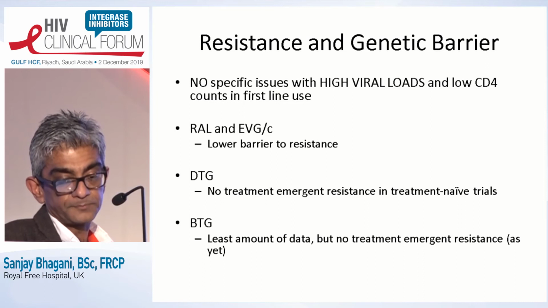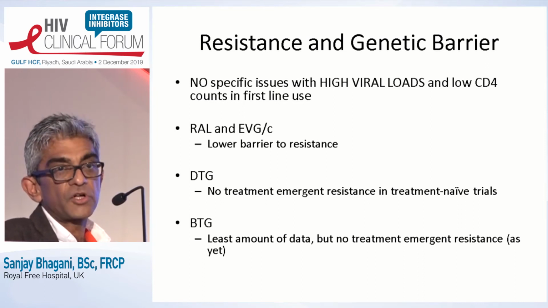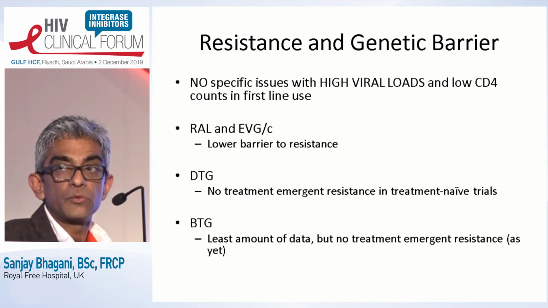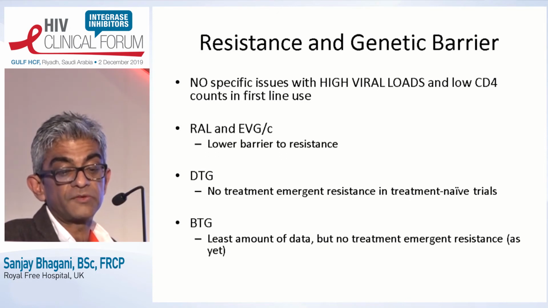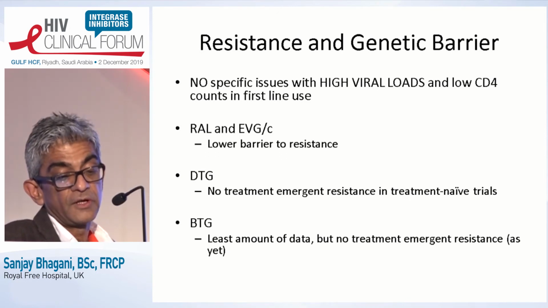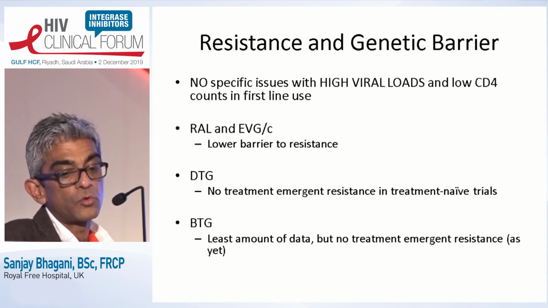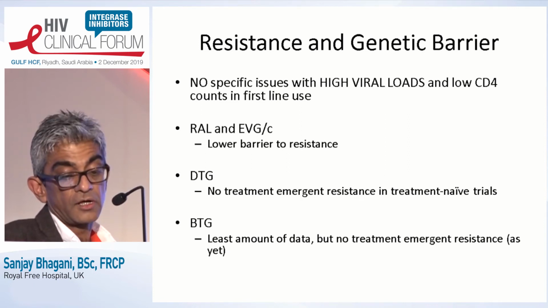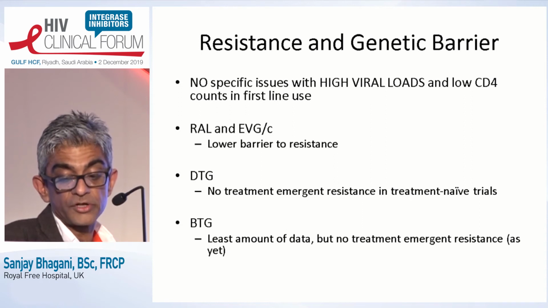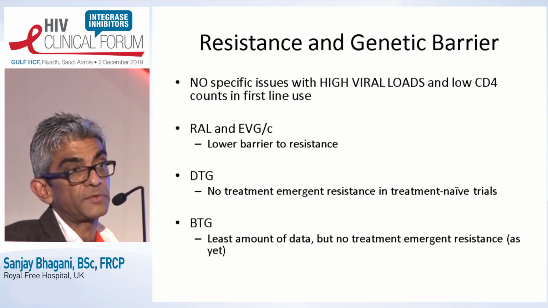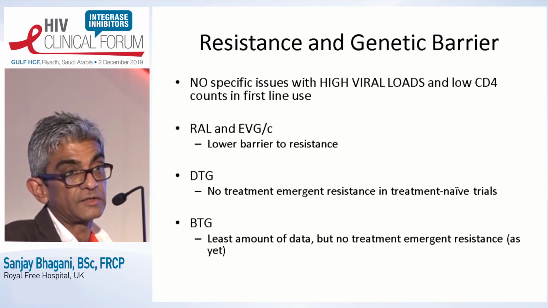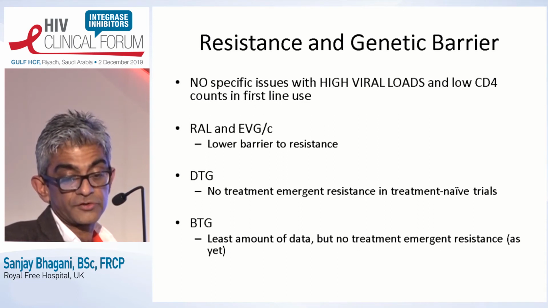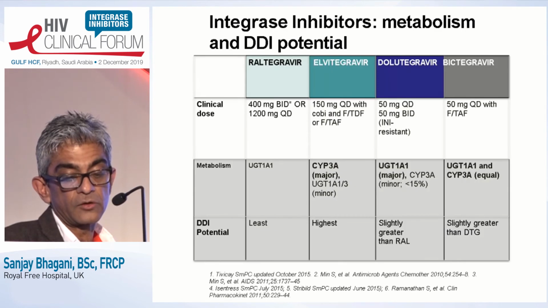and so this is all of the data in treatment-naive patients in that one slide. I'm not going to dwell very much on resistance and genetic barrier, but just do one slide to show that there are no specific issues with integrase inhibitors in patients with high viral loads and low CD4 counts in first-line use. Raltegravir and elvitegravir have a lower barrier to resistance than dolutegravir and bictegravir, and in fact in the dolutegravir registration trials there was no treatment-emergent resistance at all, even in those patients that remained viremic at week 48, and similar was the case with the bictegravir registration trials. Charles Boucher will cover resistance for you in a lot more detail.